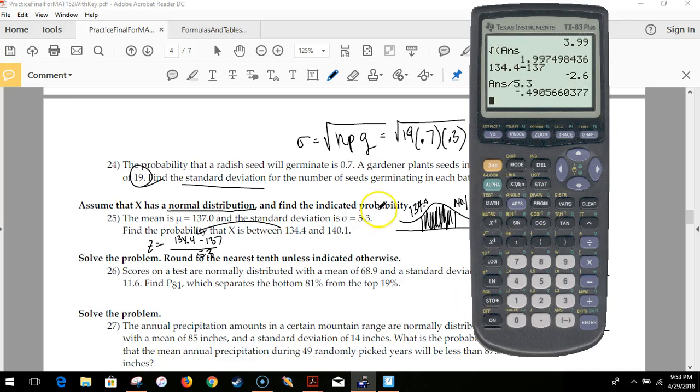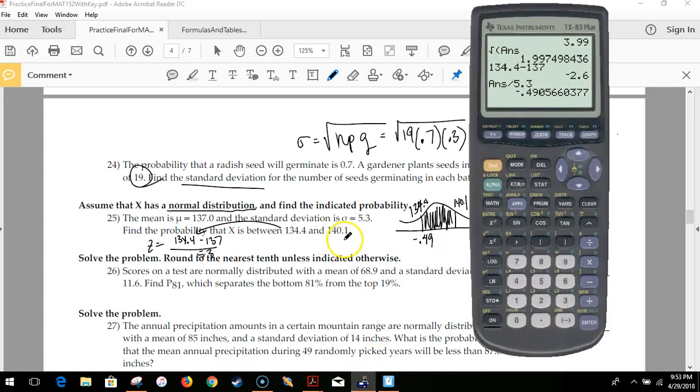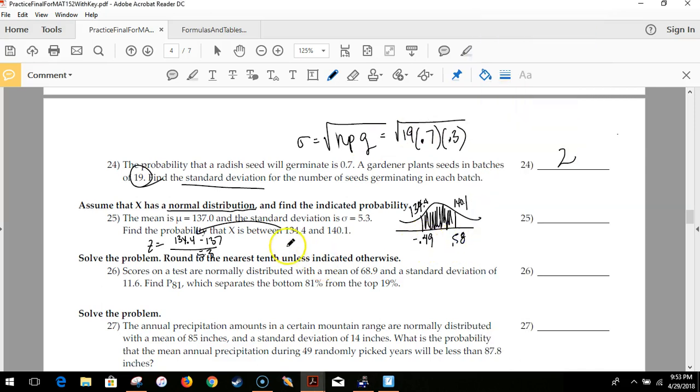And I get a negative 0.49. For the 140, it's 140.1 minus the 137, divided by 5.3, and I get 0.58. And I will write that on here.